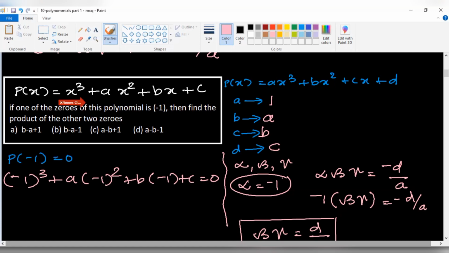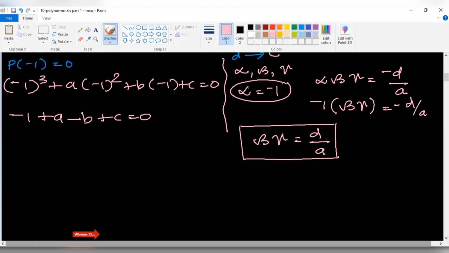Minus 1 cube is minus 1. Then minus 1 square is positive 1, so this is plus A. Then minus 1 into B is minus B. Then plus C equal to 0.